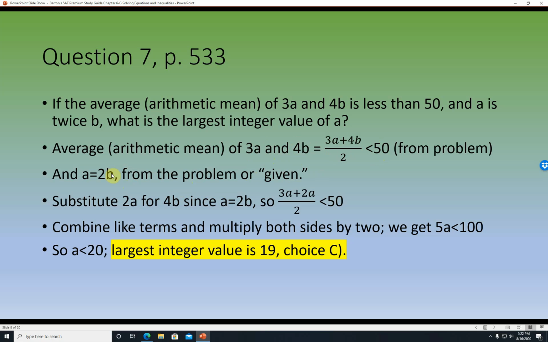So what we're going to do is we'll substitute 2a for 4b. Since a is equal to 2b, 2a is equal to 4b. So we're going to end up with 3a plus 2a over 2 is less than 50. Of course, we're going to multiply by 2 and combine like terms. So 3a plus 2a is 5a, and then you multiply by 2, so 5a is less than 100. So that means a has to be less than 20 when we divide both sides by 5. So the largest integer value is 19, which is choice C.